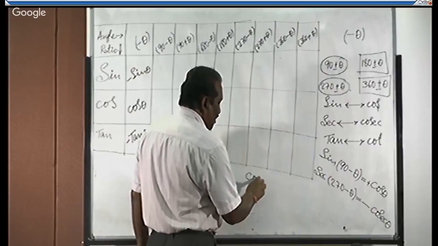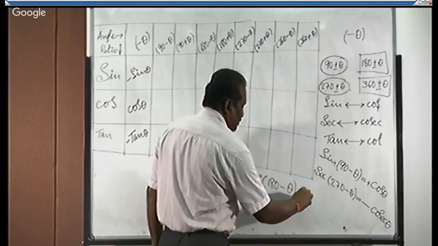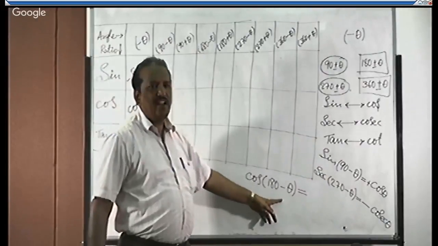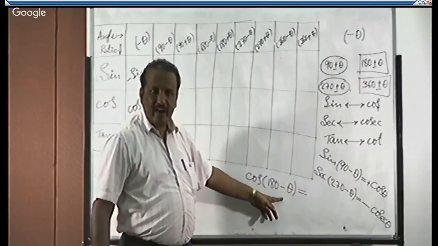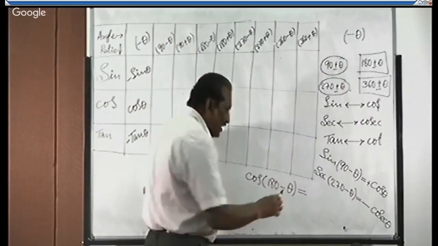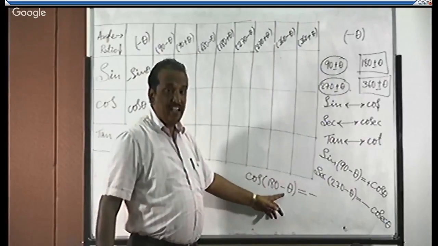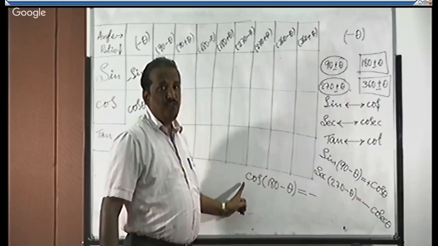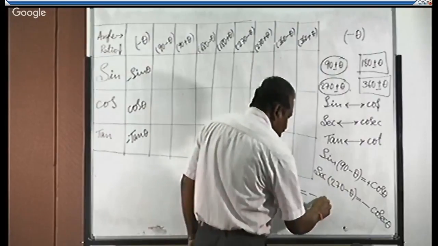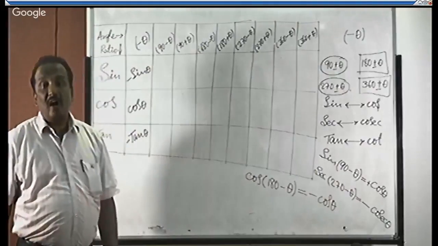Suppose cos of 180 minus theta, you can write. So first you write what sign is there on the right hand side. 180 minus theta, definitely it comes under the second quadrant. In the second quadrant, only sine and cosecant are positive. Therefore, cos is negative. Right? When we connect any trigonometric function for 180 minus theta, whatever trigonometric function is on the LHS, write the same trigonometric function on the RHS. Therefore, cos of 180 minus theta is equal to minus cos theta.